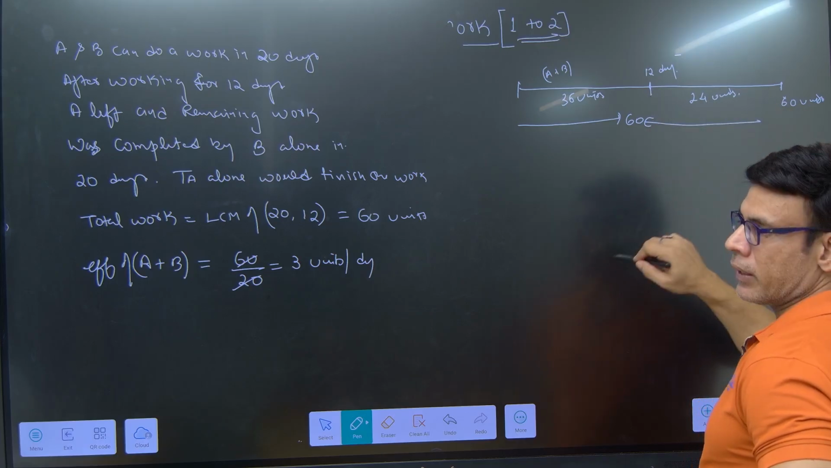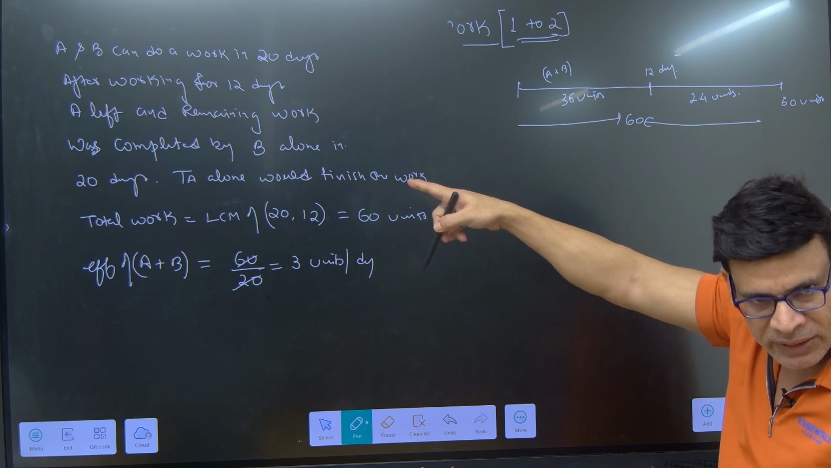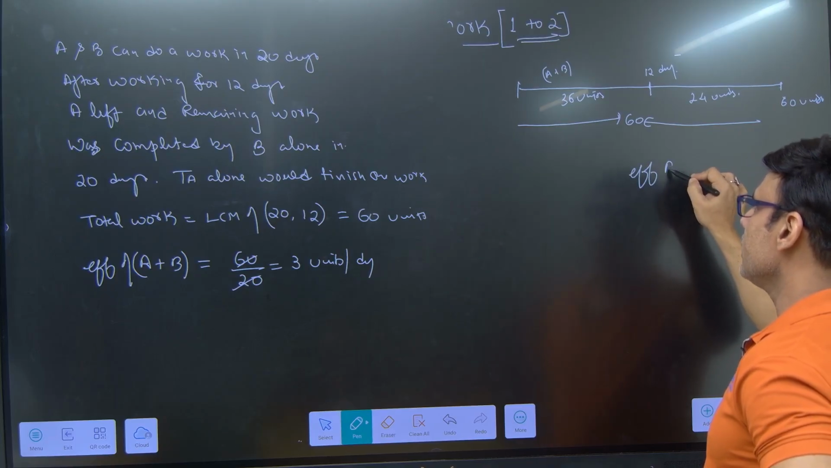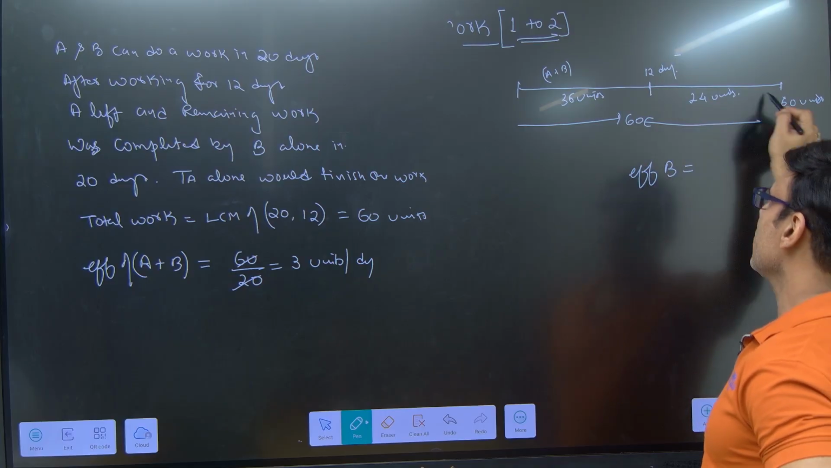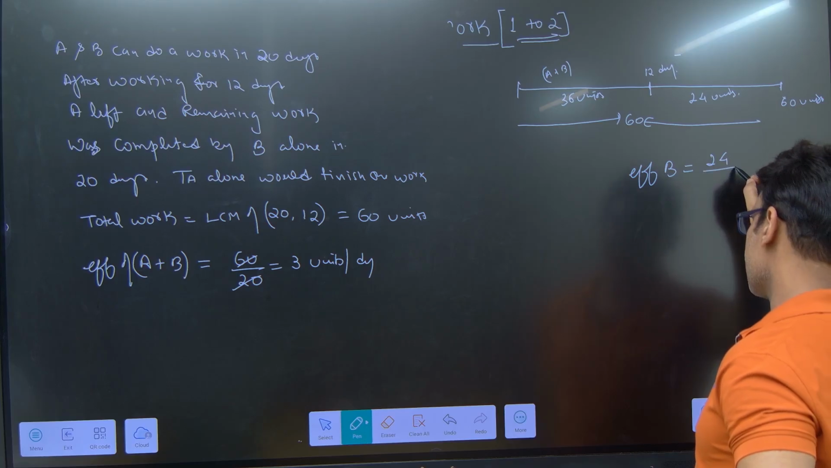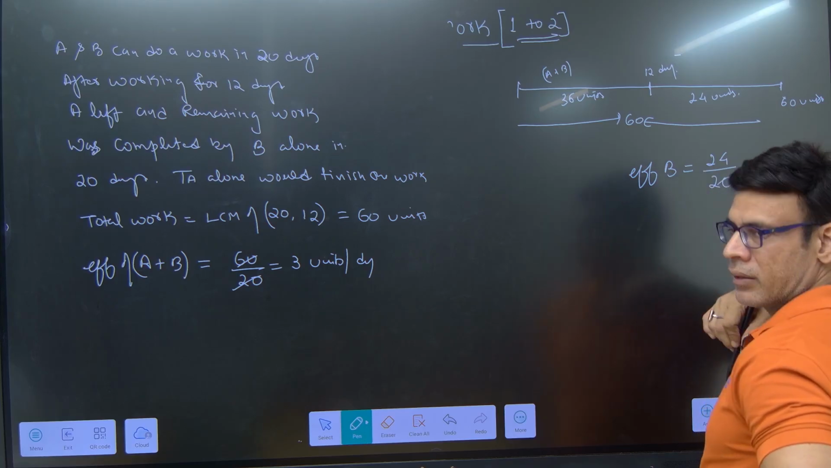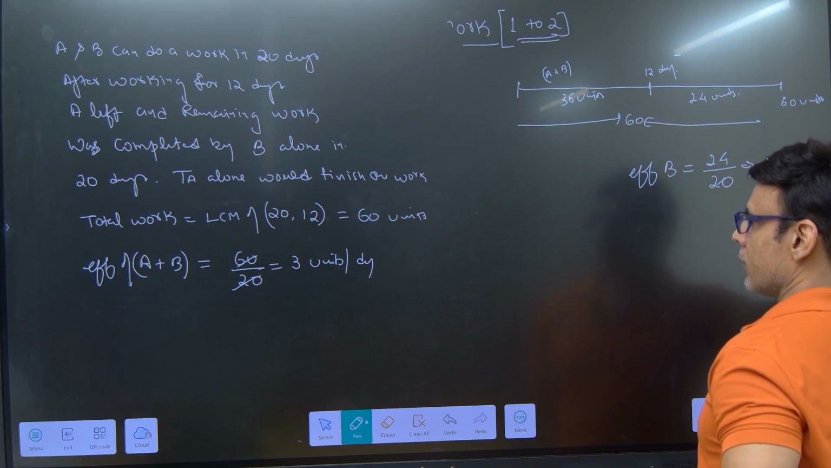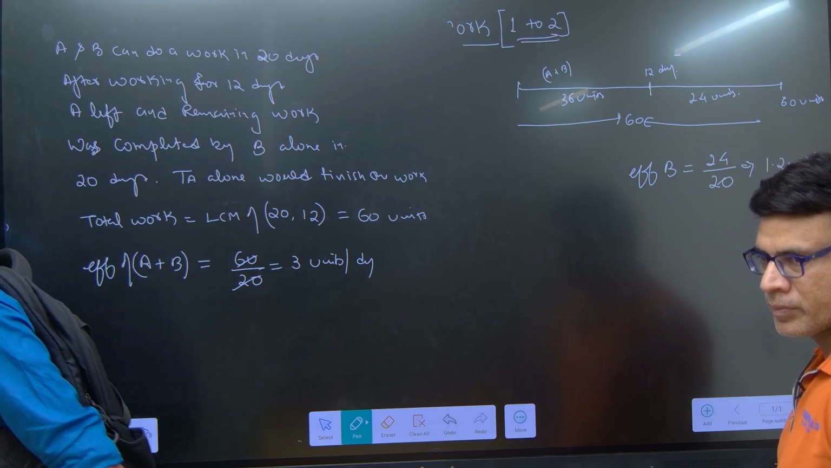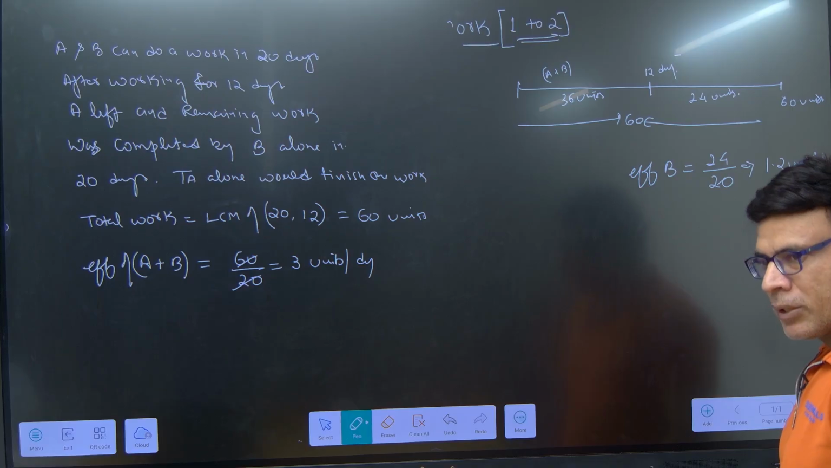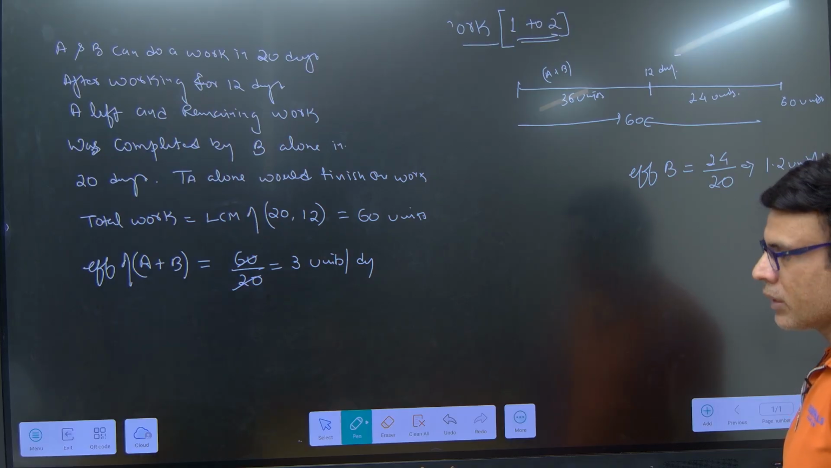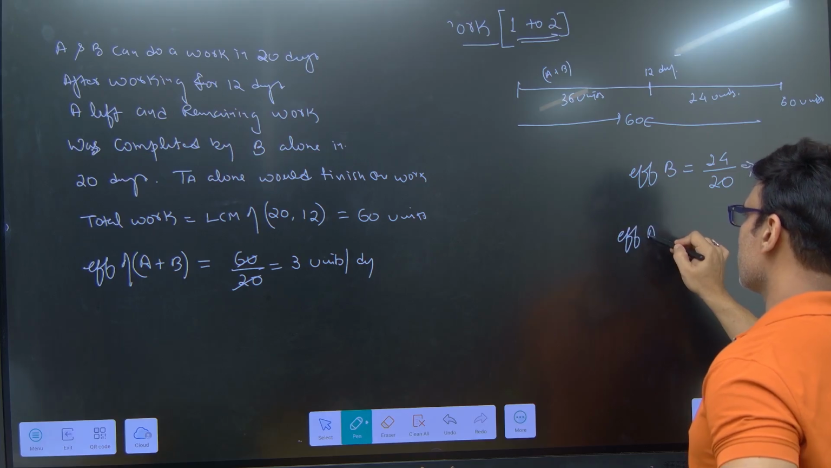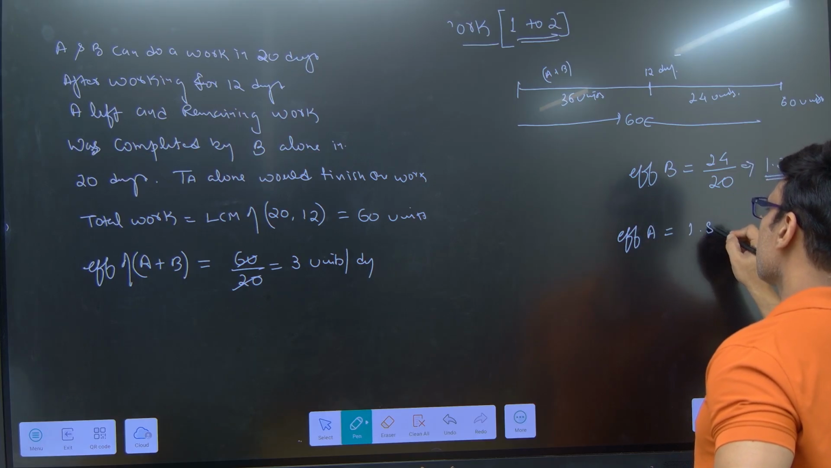Now from here to here, B alone has to do this work in 20 days, right? So can we find the efficiency of B? B is doing this remaining work, which is 24 units, in 20 days, which will give you 1.2 units per day, right? What is the efficiency of A plus B? 3. And what is the efficiency of B alone? 1.2. So what is the efficiency of A? 1.8 units per day or not?